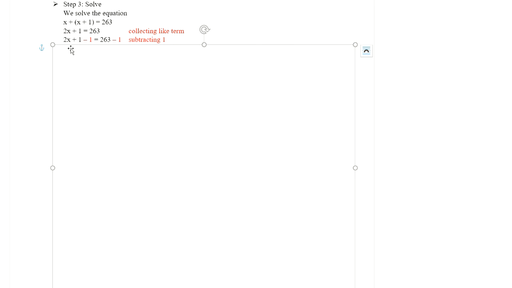The next step is to get rid of this 1 right here. So what we would do next is subtract the 1 on this side, but also subtract it on the opposite side of the equal sign. Once we've done that, since we subtracted the 1 on top, there's no 1 right here. And we subtract the 1 from the 263, that will reduce the number to 262. So now it reads 2x equals 262.